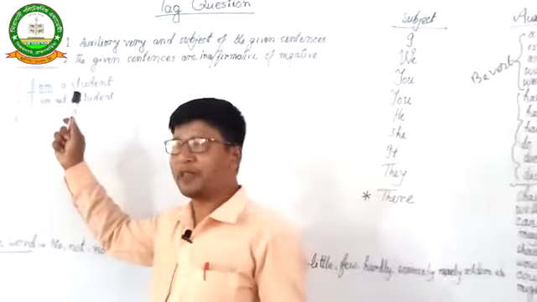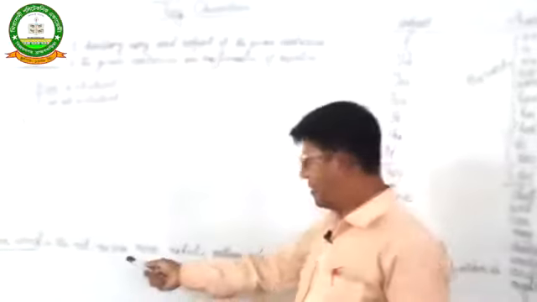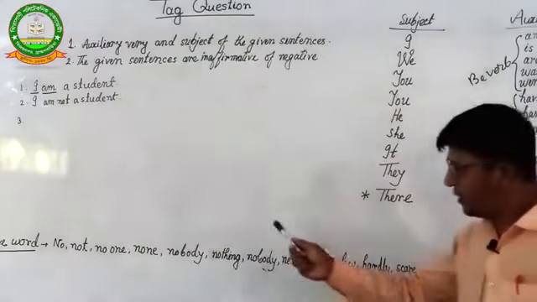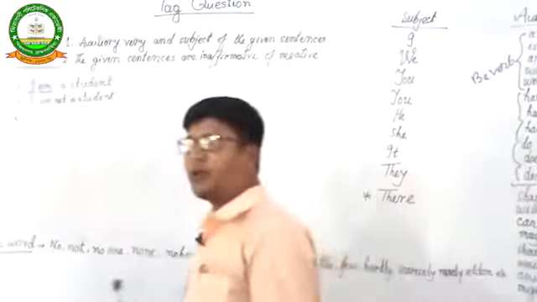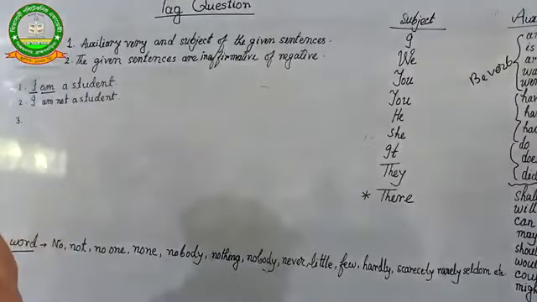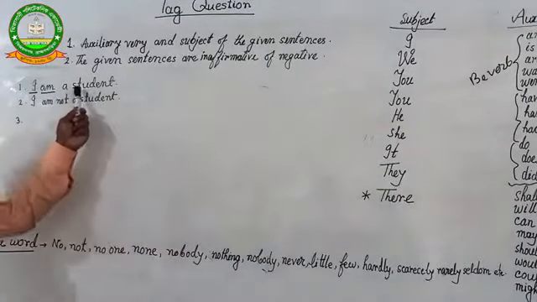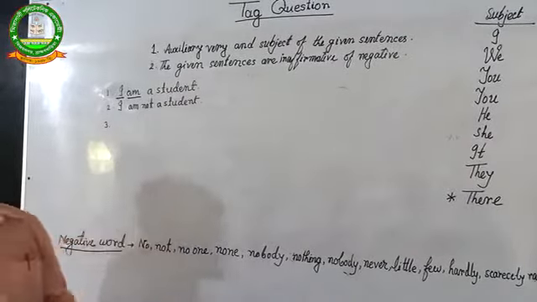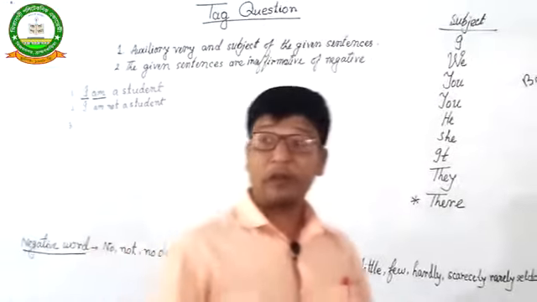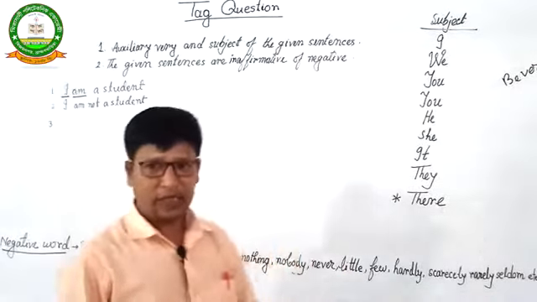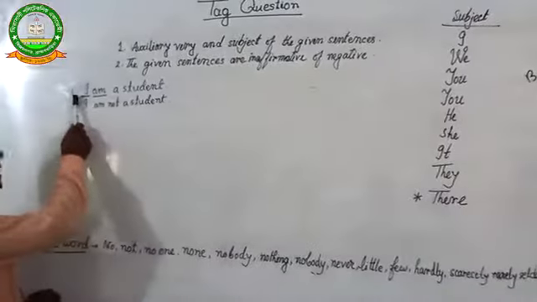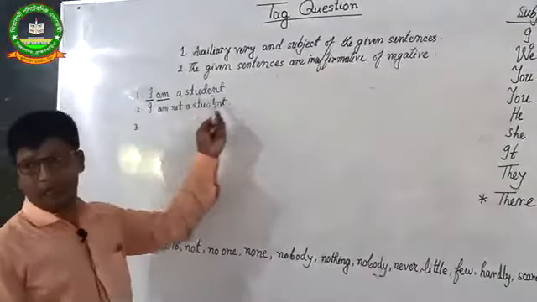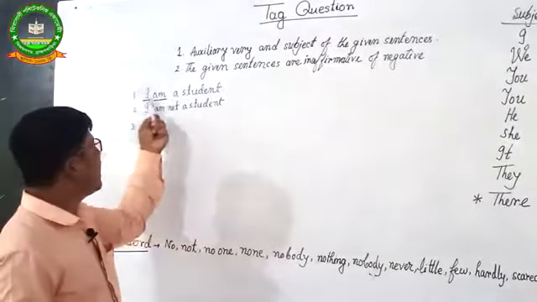It is affirmative because there is no word from this list in this sentence. These are the negative words. If you find any one word of this list, you will tell me it is negative. This is an affirmative sentence because there is no sign of negation. So if we want to add a tag question, we have to remember only two things: subject and auxiliary verb. Here the subject is I and the auxiliary verb is am. So it is an affirmative sentence, so we have to make it negative.